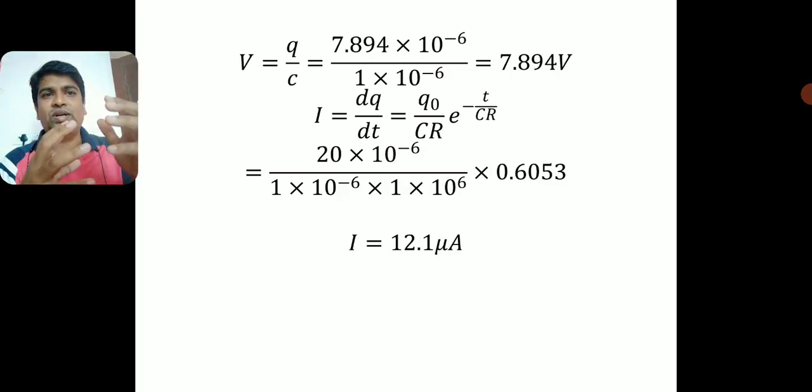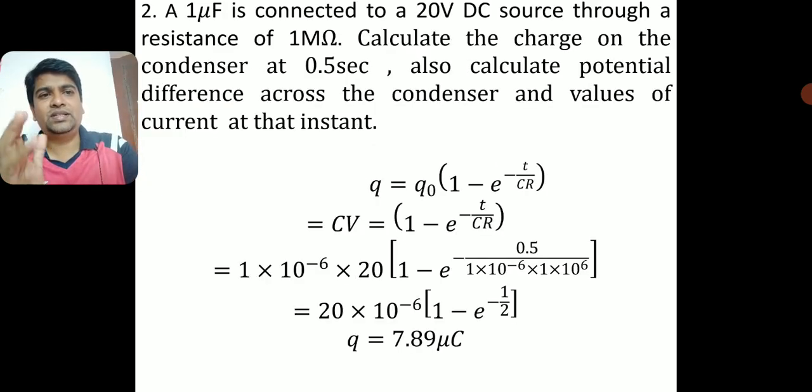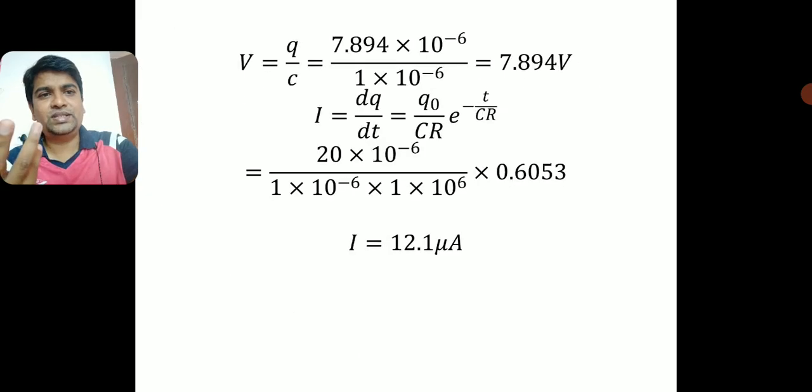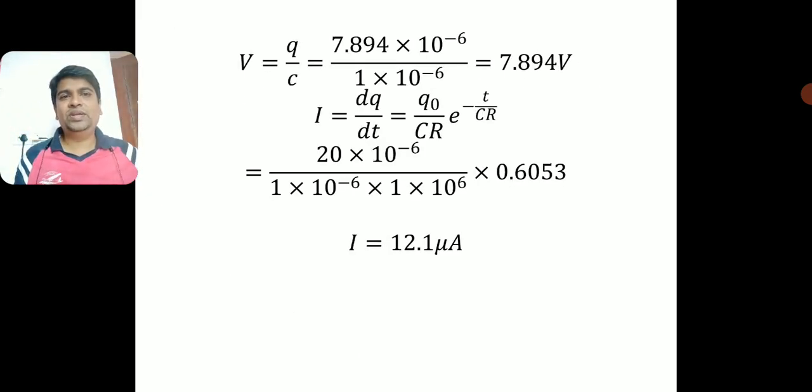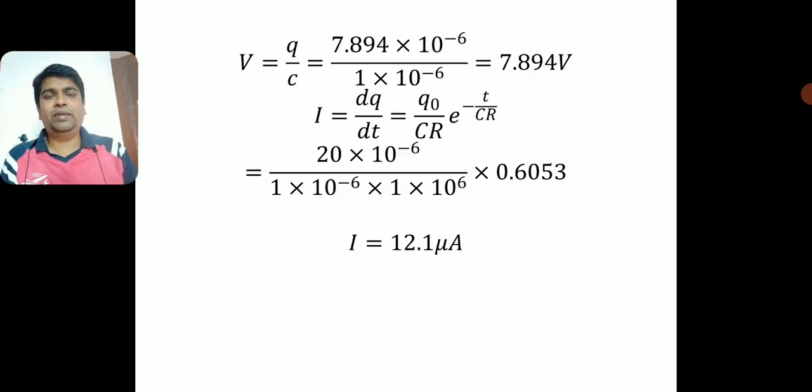We know what Q naught is. Q naught is C into V, which we have calculated. I substitute that, and we have to substitute capacitance C and the R, multiplied by e to the power of minus t by CR. If you have calculated e to the power of minus t by CR before, then you can substitute easily over there. If you do it with a calculator, you will get the current I as 12.1 microamperes.